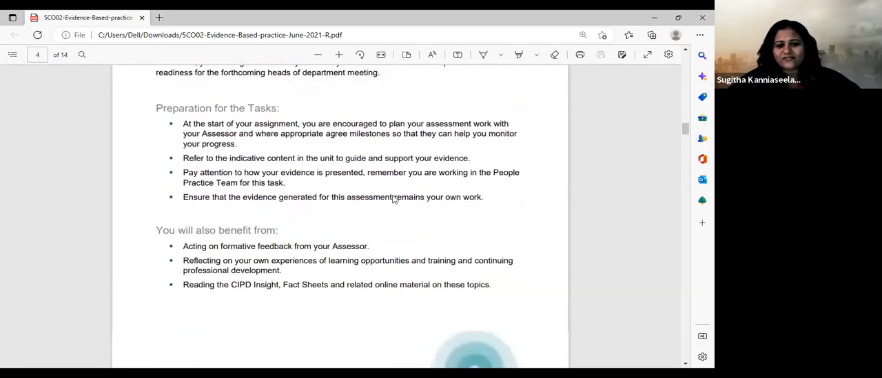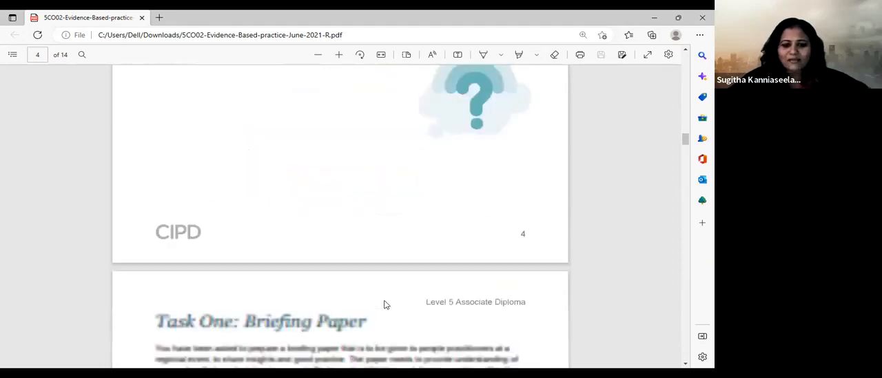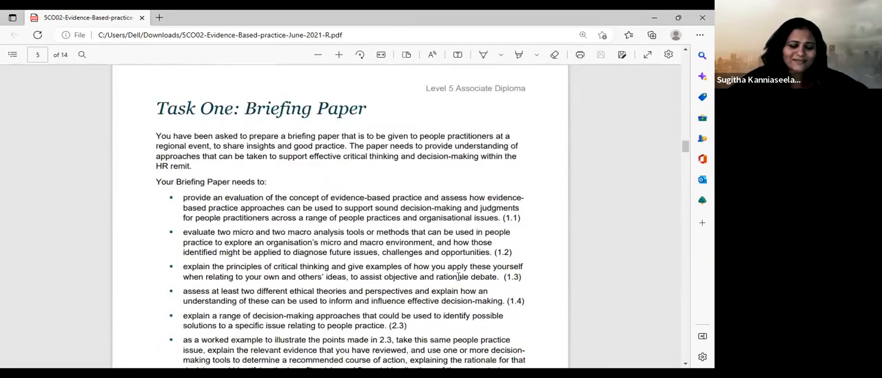I'm going to go straight into task 1. So let's read together. You have been asked to prepare a briefing paper that is to be given to people practitioners at a regional event to share insights and good practice. So your paper needs to inform and brief people. The paper needs to provide understanding of approaches, okay? What are the approaches available out there to support effective critical thinking and decision making within the HR remit, the ambit area of HR? That's what HR remit means.